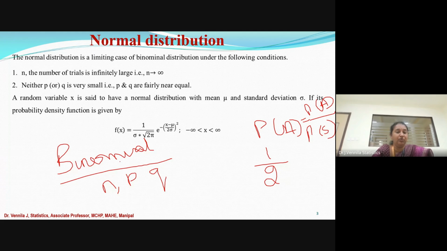Once you derive the binomial distribution, here the success rate and failure rate add up to 1. That means success is 0.5, failure is 0.5. Recall the range of the probability.